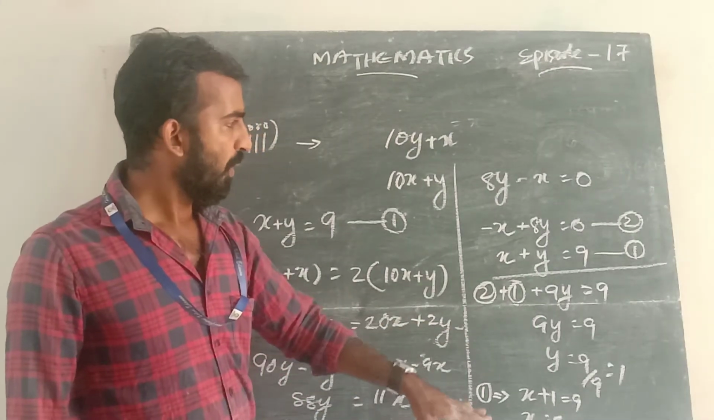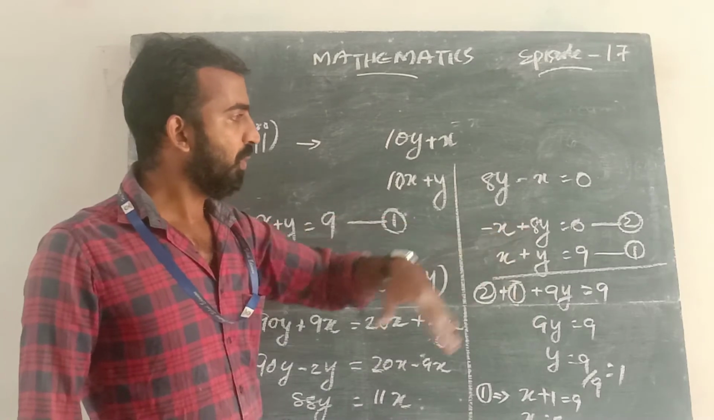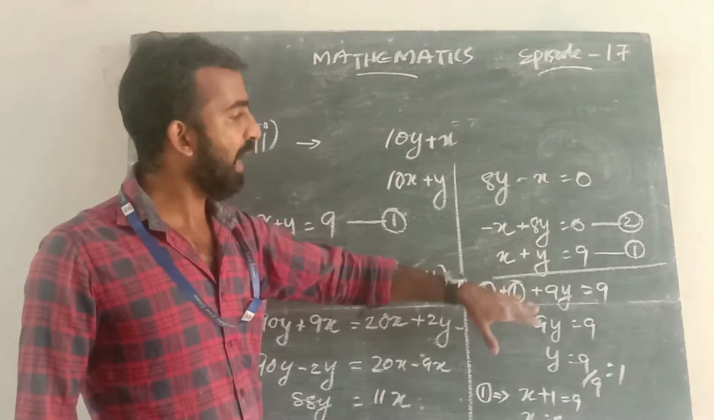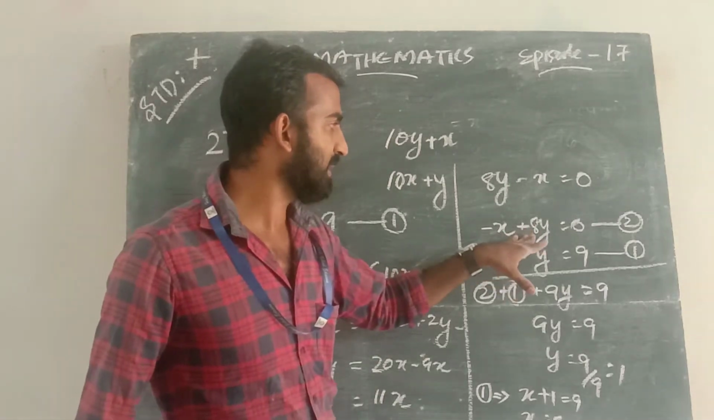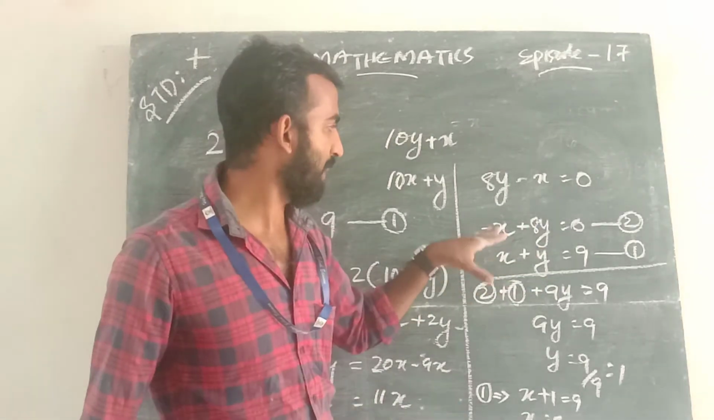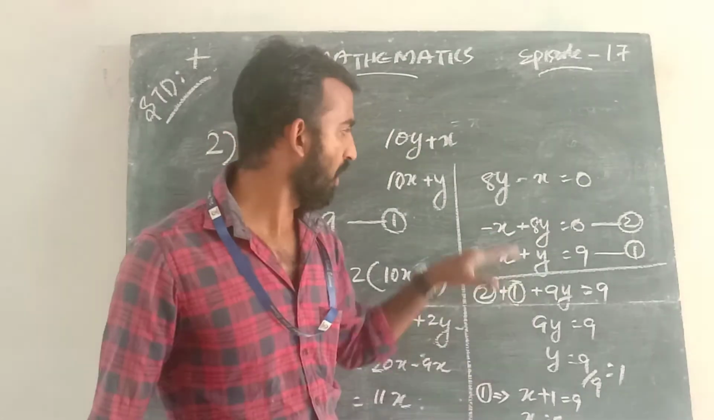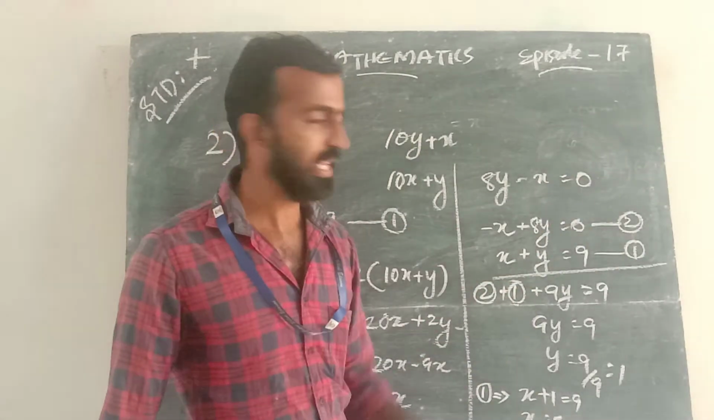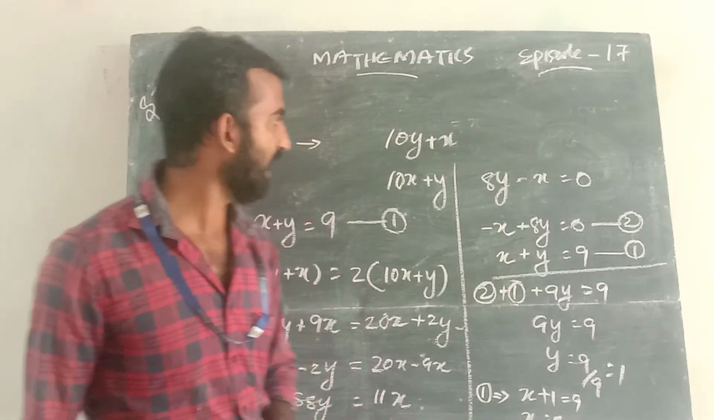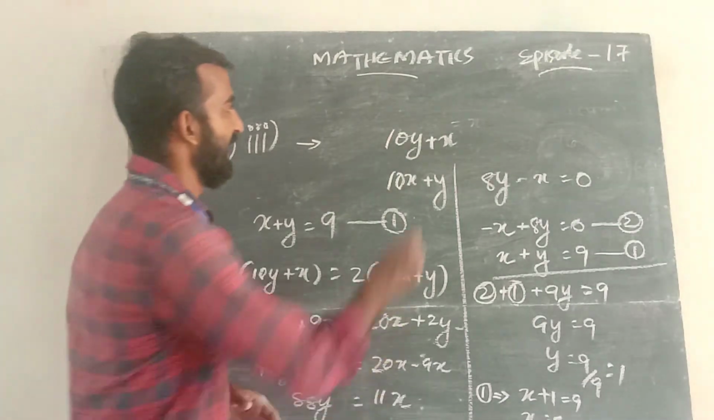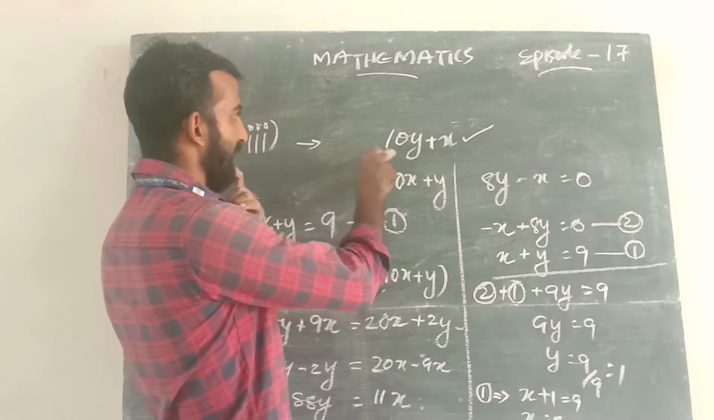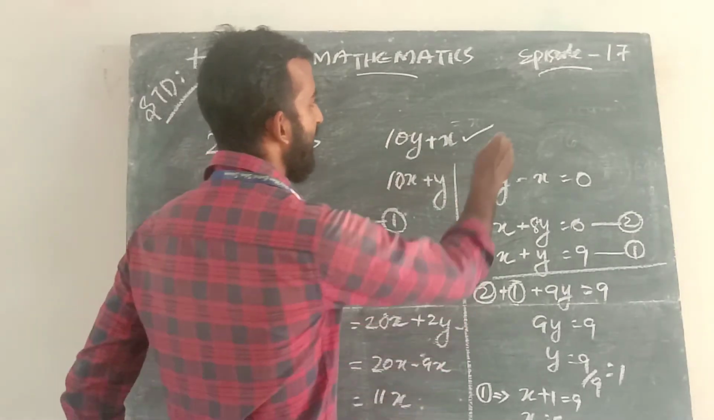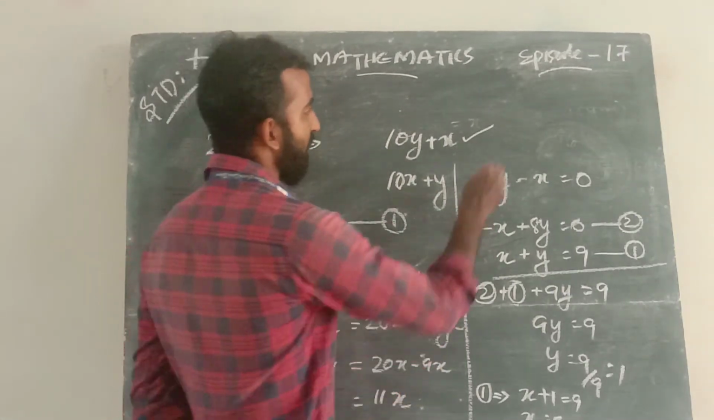When we put the value of y in equation number 2, we can also check: minus x plus 8 into 1 equals 0, that is minus x plus 8 equals 0, so minus x equals minus 8, x equals 8. Now, what is our number? It is 10y plus x. What is the value of y?